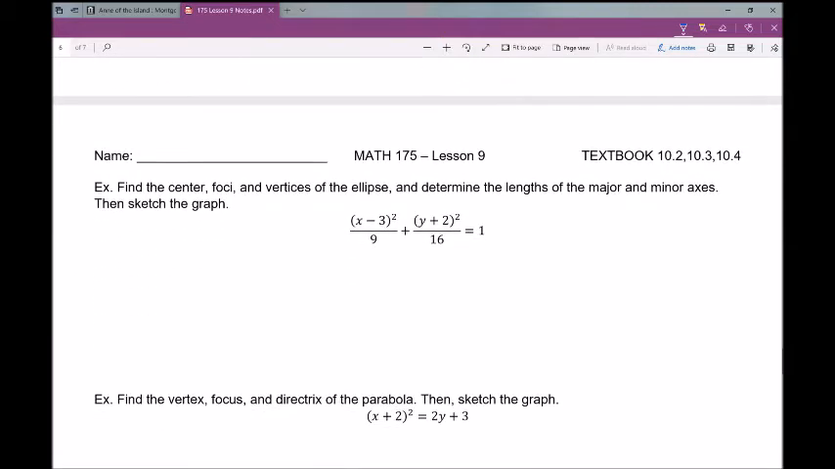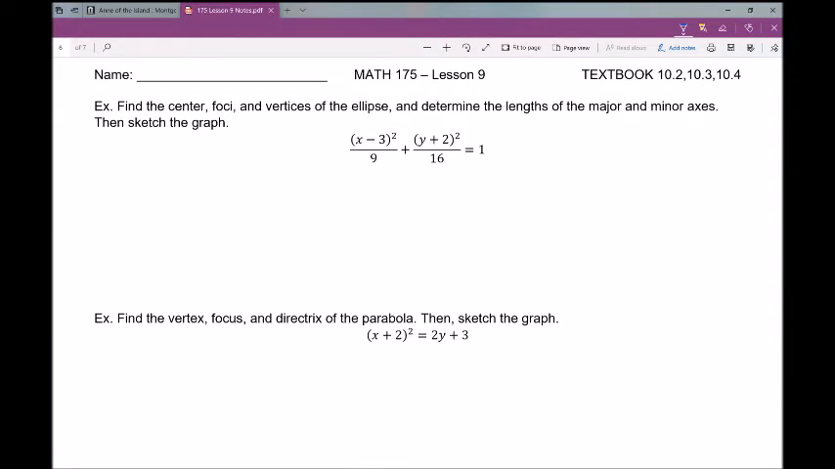So first, we want to find the center, foci, and vertices of the following ellipse, and then determine the lengths of the major and minor axes, and then sketch the graph. So just like we've done in all the previous videos, we're going to do our sketch as we analyze the equation, okay? So if you remember for an ellipse, to determine how it's oriented, we look for the variable with the bigger number in the denominator. So in this case, 16 is the bigger denominator. So this ellipse is going to be oriented vertically.